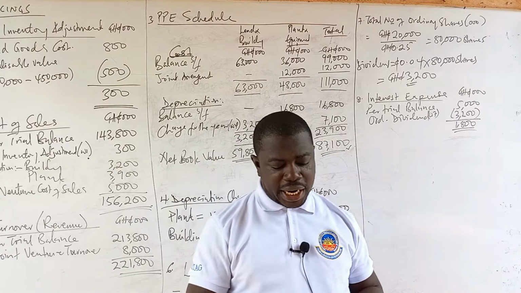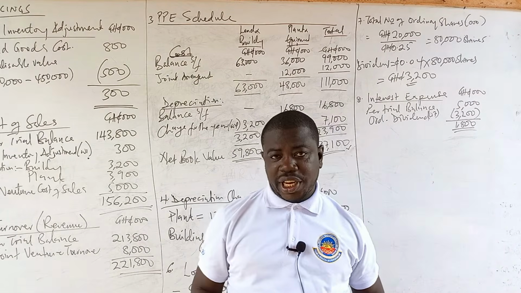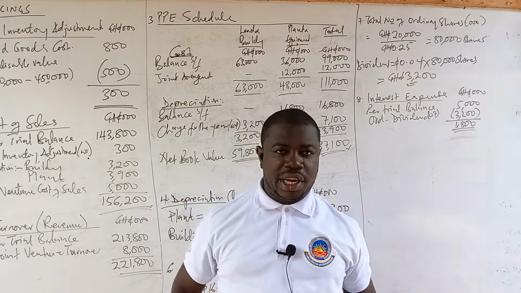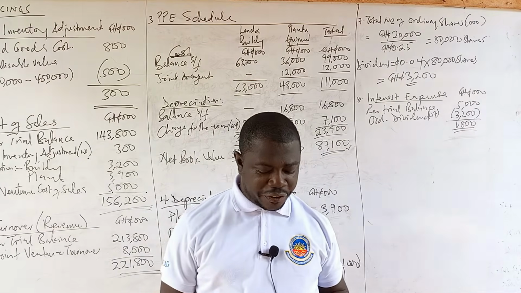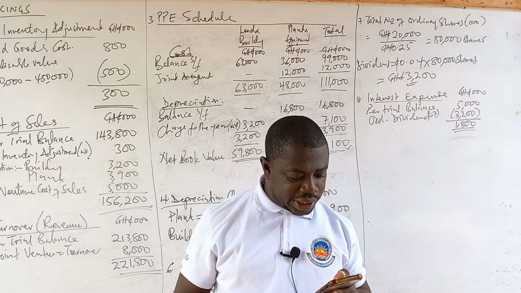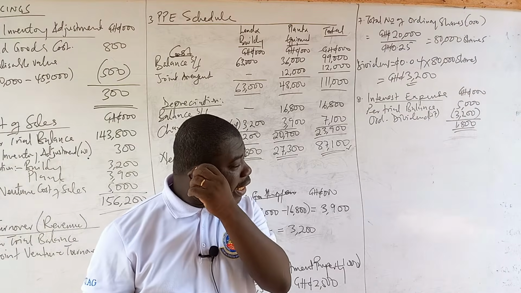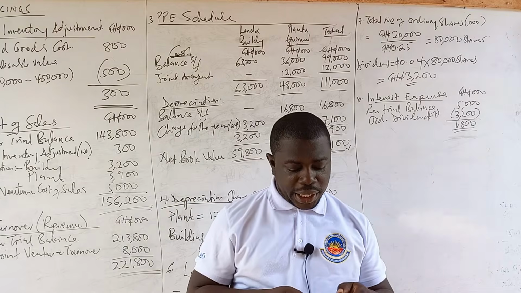Let us move on to the last but one, which is the tax. Of course, after the tax is the joint arrangement, but we've done almost everything that we need to do on the joint arrangement. So the final headache will be the taxation. So the next additional information says that the directors have estimated the provision for income tax for the year ended 31st December 2015 at 8 million. So 8 million in this case, if you put 3 zeros up, is 8,000.